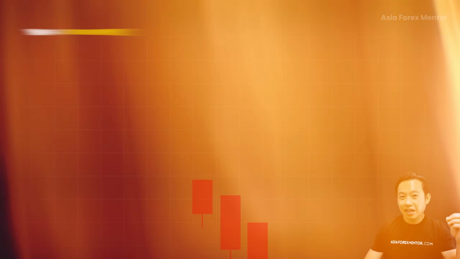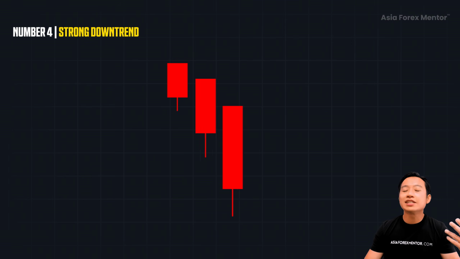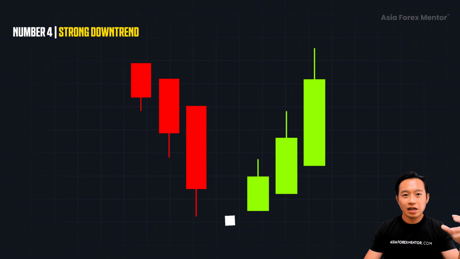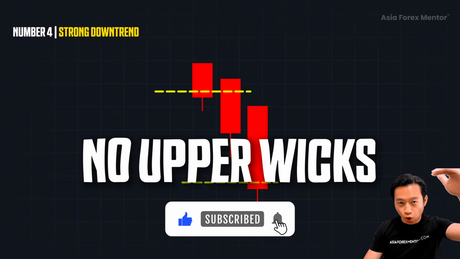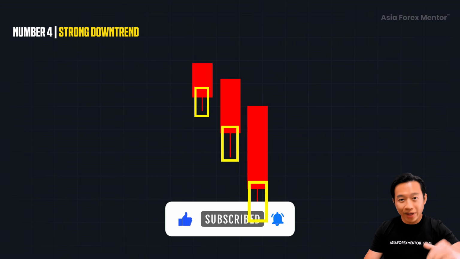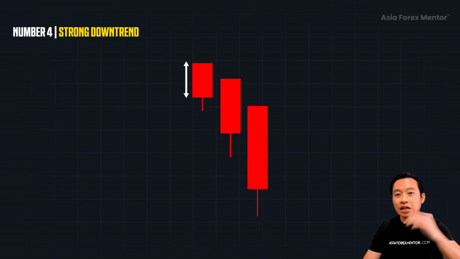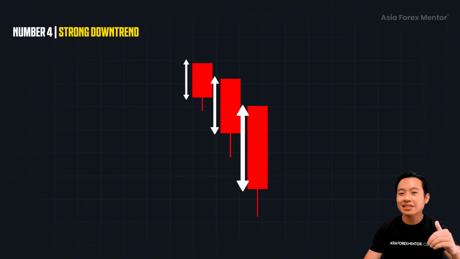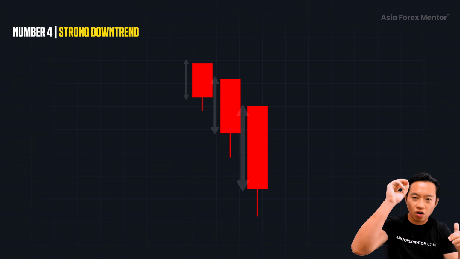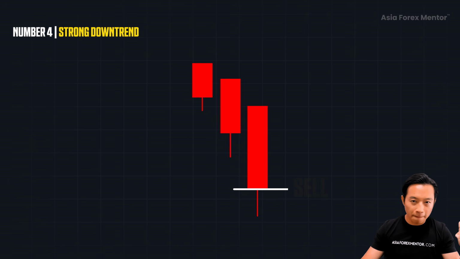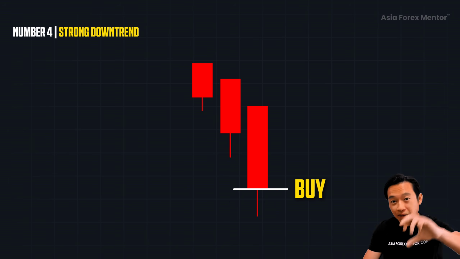Now the fourth one, a strong downtrend. A strong downtrend is just the opposite of a strong uptrend. This is easy to spot because you have a series of red candles, no upper wicks, only lower wicks. Candle bodies get bigger. If it fits your strategy, this is where you want to get in on a selling trade and not a buying trade, because the selling momentum now is strong.